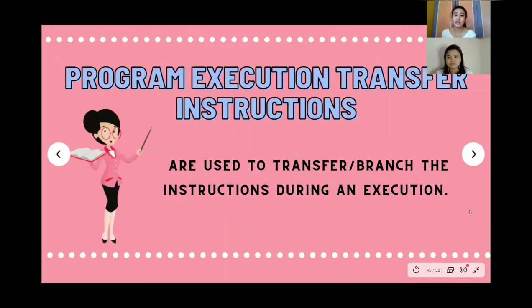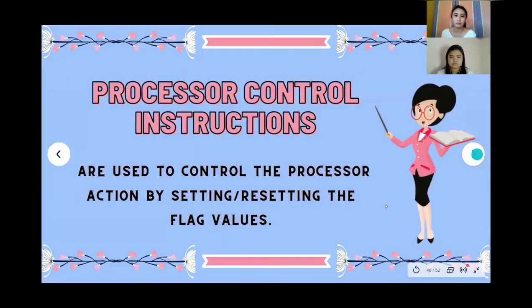Program execution transfer instructions are used to transfer or branch the instructions during an execution. Processor control instructions are used to control the processor action by setting or resetting the flag values.